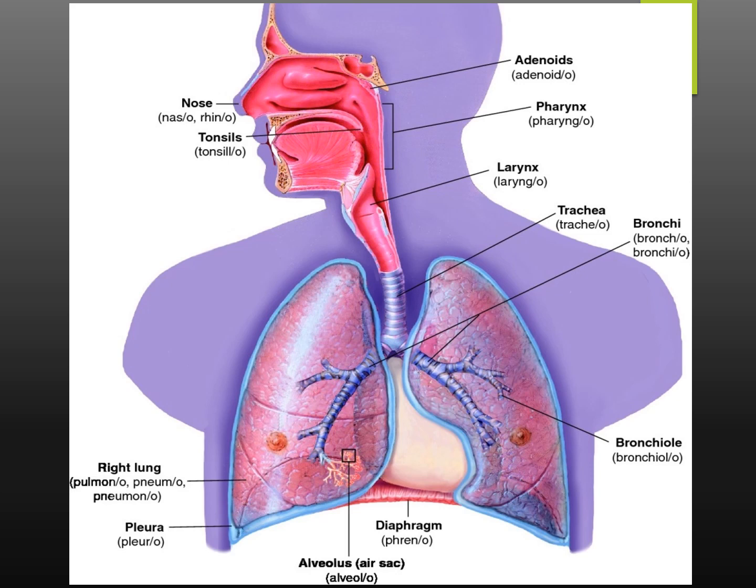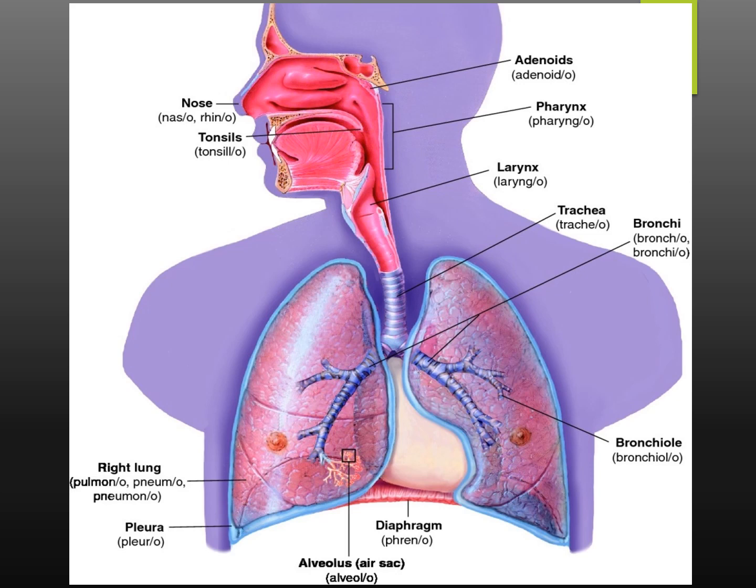We already know it's naso-rhino. We've mentioned tonsils before, that's tonsillo. And then for the rest of the tonsils, we have the adenoids, adenoido, pharynx, pharyngo for the throat, laryngo for the voice box, tracheo for the windpipe or the trachea, and for the airways that open up to the lungs, that would be your bronchi. Broncho is the combining form.